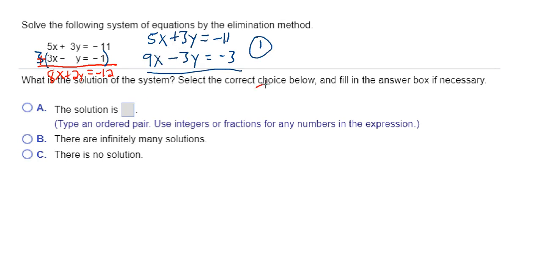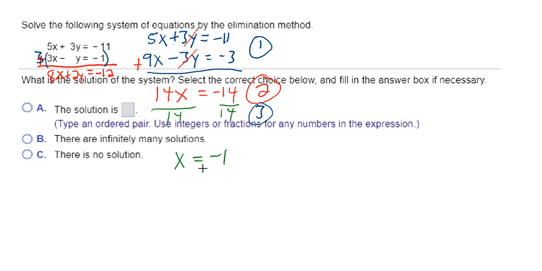So that's step 1. Step 2 is to go ahead and add those two equations together. So we'll get 14x. The y's are going to cancel out. And on the right-hand side, we'll get negative 14. Step 3 is to solve the resulting equation for the remaining variable. So we will solve this for x by dividing 14 on both sides, and we get x is equal to negative 1.